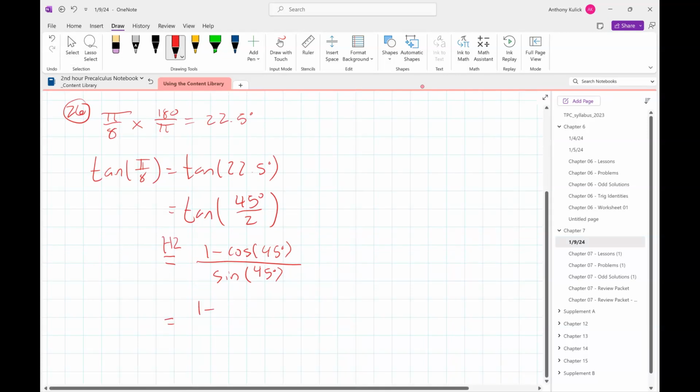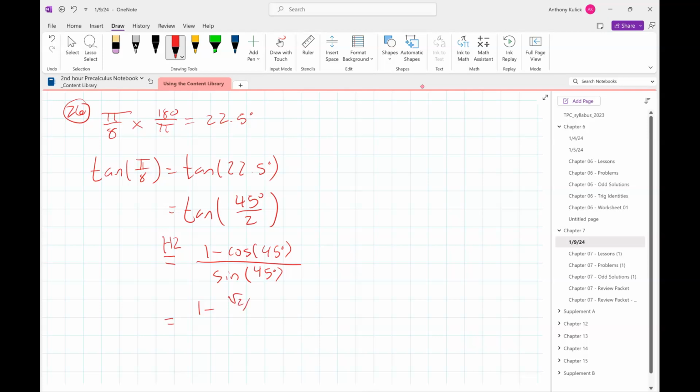So at this point, I go to my unit circle and look up the values for cosine 45 and sine 45, which are, who can tell me? Square root 2 over 2 for both of them. Great.